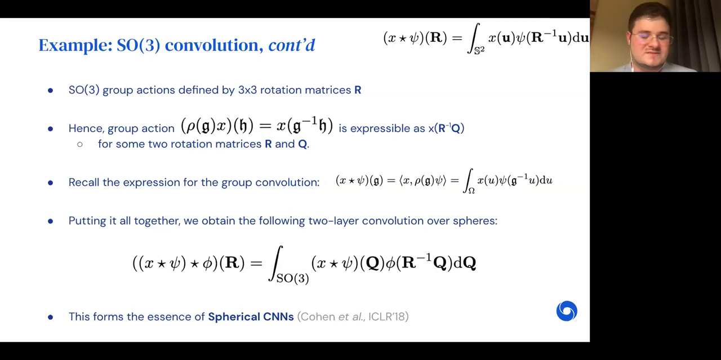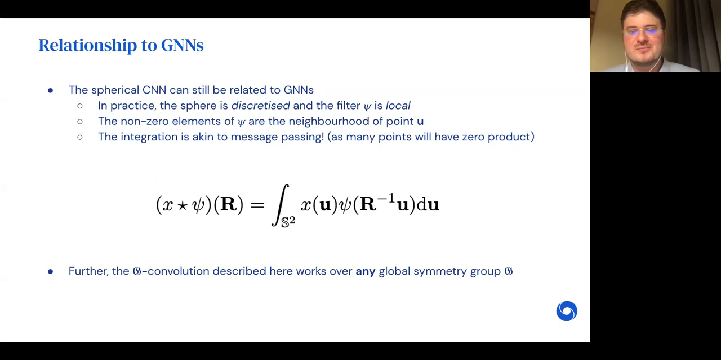I have omitted the specifics of how this layer is actually implemented. There are some really clever computational tricks that allow you to do this very efficiently in software, but I wanted you to have a feel for how the mathematical principles of a model like this relate to the group convolution that we just discussed. And one very important thing to note is that no matter how many integrals and shifts and transformations I've done here, you can still relate the spherical CNNs to GNNs, because in practice, you want to do local filters that are geometrically stable.